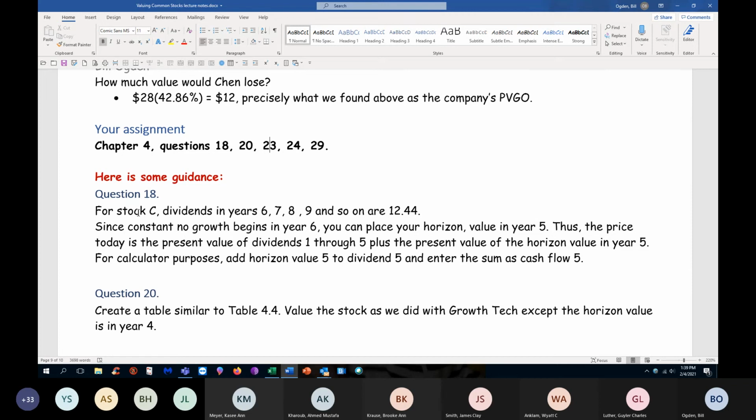Thereafter, it stops growing. Okay, so dividend year 1 is $5. Dividend year 2 is $5 times 1.2, $6, and so on until you get to year 6. By year 6, it'll be $12.44. But it doesn't grow after that. So you've got year 7, year 8, year 9, and so on. These are all $12.44. So starting in year 6, you have a constant no growth dividend of 12.44.